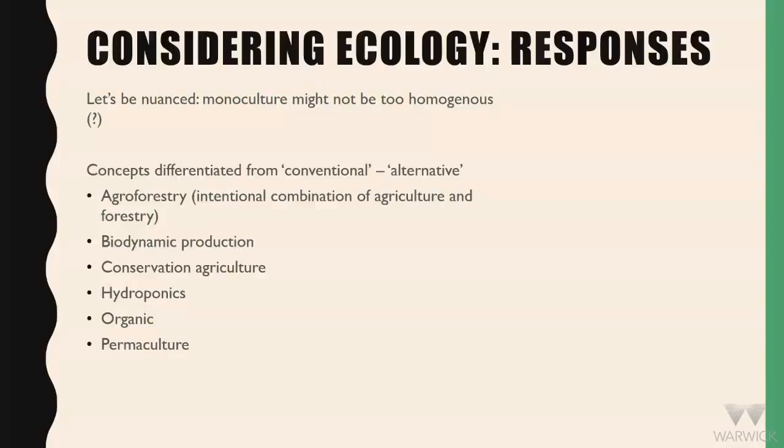And if you look across the literature and the practice, there's a whole range of responses that have emerged to a critique of the fact that humans have overmanaged the ecology of our food production. So we've got agroforestry, biodynamic, conservation. Someone was talking about hydroponics and permaculture, I think, last week. So there's a whole range of ideas out there.